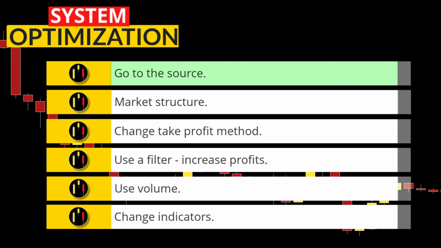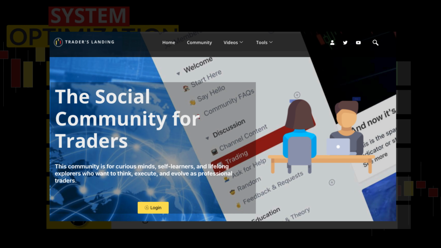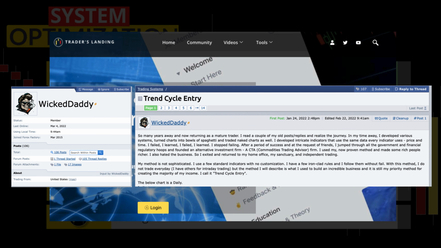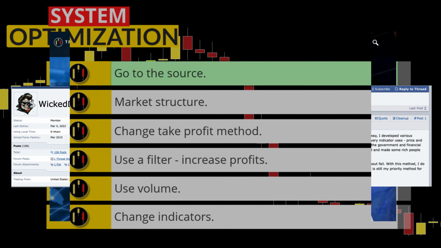First, the concept for this system was given to me by a community member and is from a ForexFactory thread where Wicked Daddy shares his method for entry. I created a complete trading system based on this, but it could be a good resource to learn more about this particular strategy. The link is in the description.